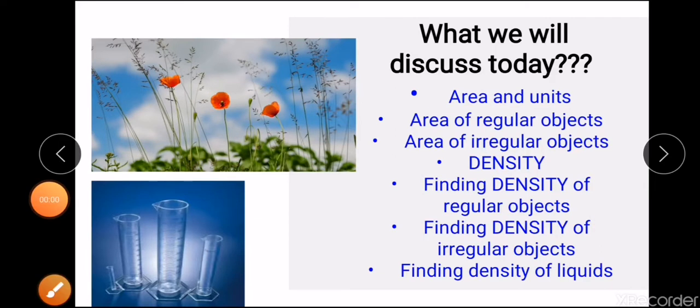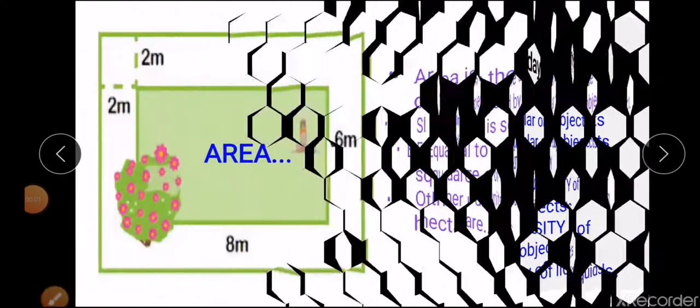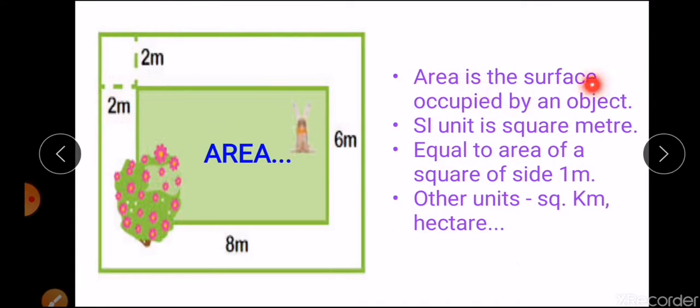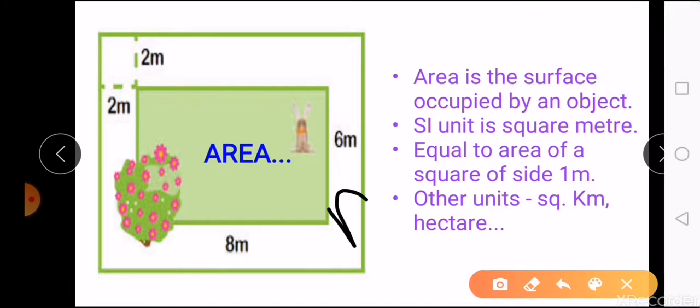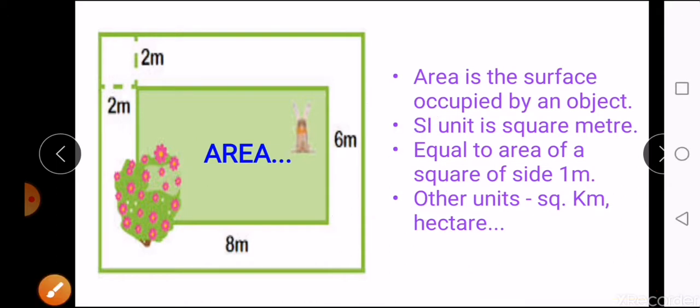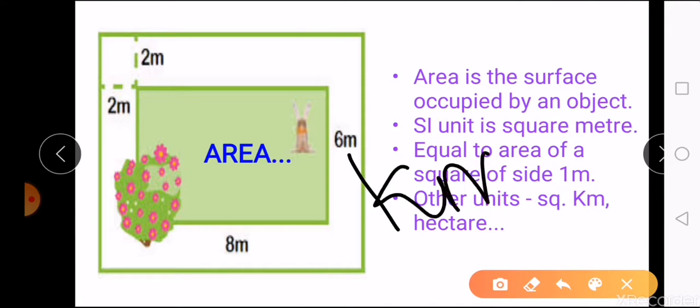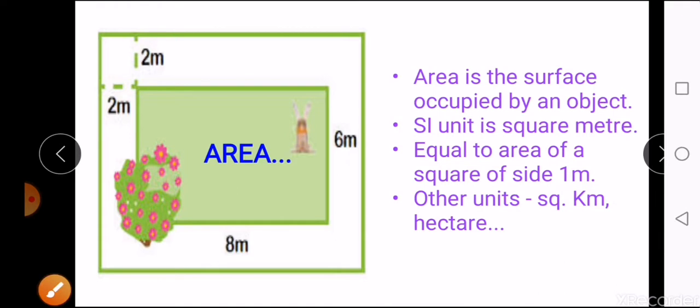Let's begin with area. Now in your 6th standard, you have already learned area is the surface occupied by an object. SI unit is going to be square meter. You can write it as meter raised to 2 or you will read it as meter square. Now this area is equivalent to area of a square having 1 meter side. Now coming to other units, you can have it in square kilometer, which you can write as kilometer raised to 2 or kilometer square, and hectare, are, etc. Now relations between these units are given in your textbook.